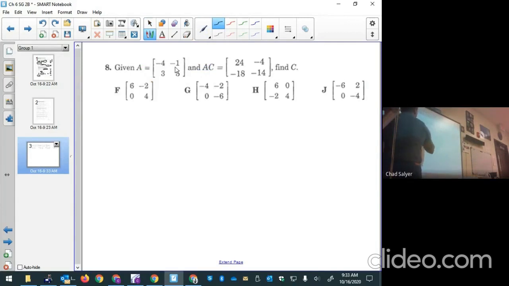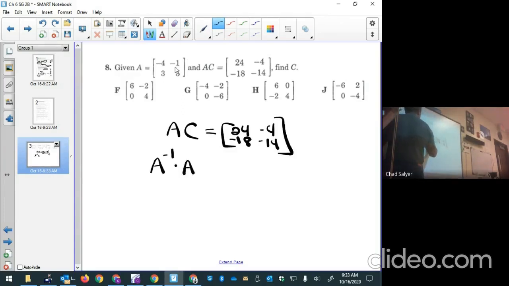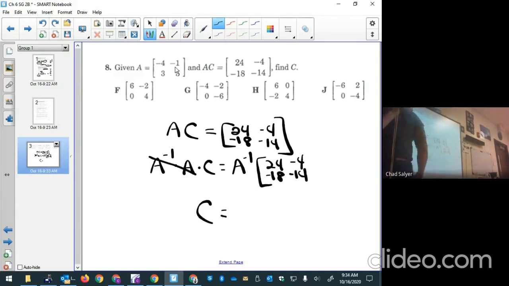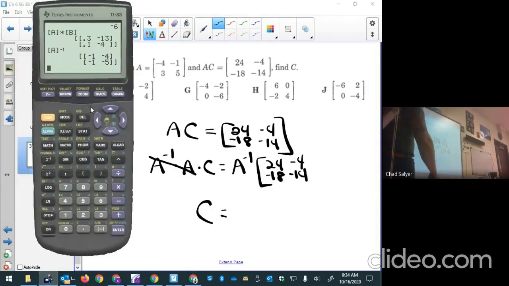So A, AC. Do you see how if I say A inverse times, so if I multiply both sides by A inverse here, so that cancels and I get C equals A inverse times that. So I need to program in my calculator A and C.